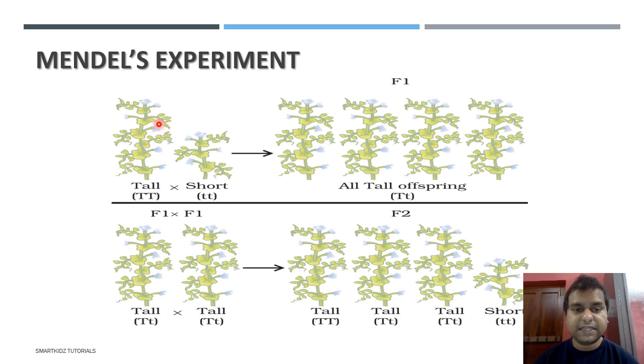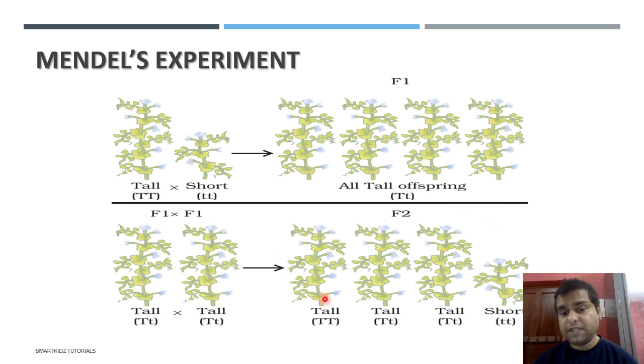Here, in the first case, he took the pollen from the anther of this plant and transferred it to the stigma of this dwarf or short plant. The results were all of them were tall offsprings or tall plants. Then he took one of these tall plants and he carried out self-pollination. And what he found amazed him, because he expected all of them to be tall, but in fact three of them were tall and one of them was short.